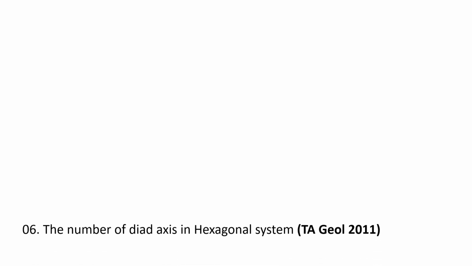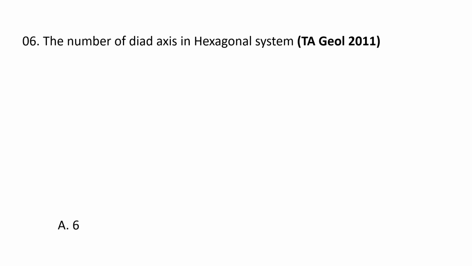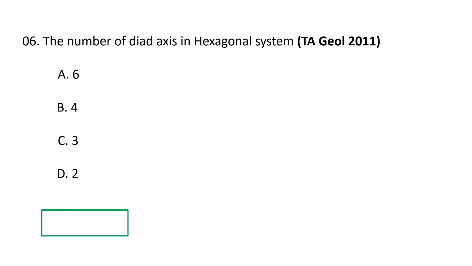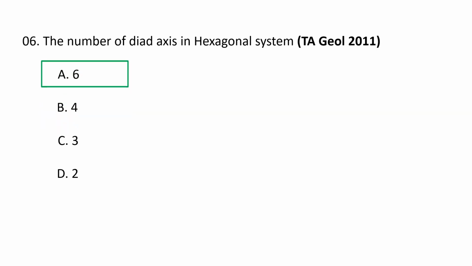Next question. The number of diad axes in hexagonal system: A. 6, B. 4, C. 3, D. 2. The number of diad axes in the hexagonal system is 6. In a hexagonal crystal system, there are 6 diad axes, that means twofold axes of symmetry. This is because the unique feature of a hexagonal system is a single hexad axis, which is surrounded by 6 diad axes positioned at 60 degree intervals around it.